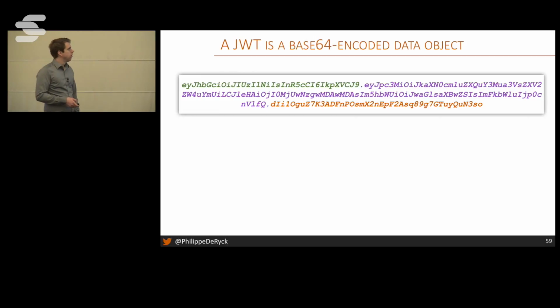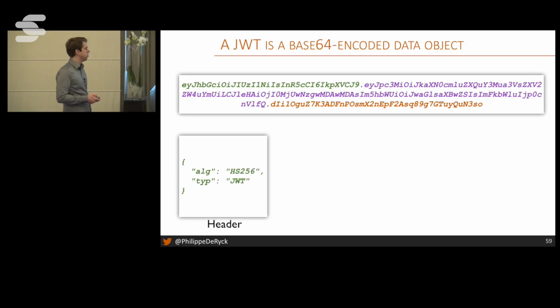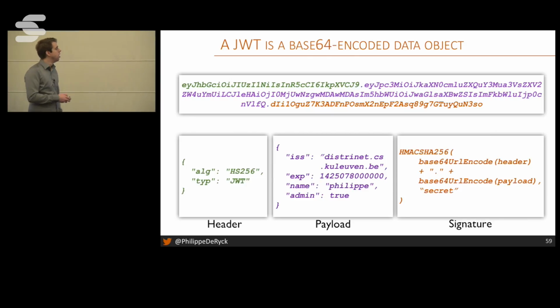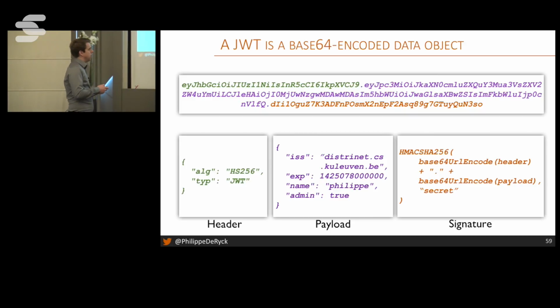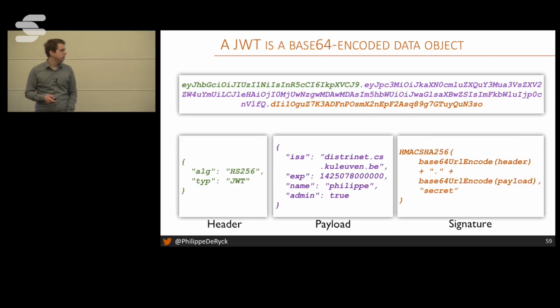A JOT token looks very colorful because you have three parts in it. You have a header, a payload, and a signature. So essentially, the header looks like this, payload, and the signature. This is the important part. This is what a JOT token is all about. These are claims. These are the name of the claim and the actual value. You have some reserved ones like issuer and expiration date. And you can also add your own claims like name, admin, or whatever.